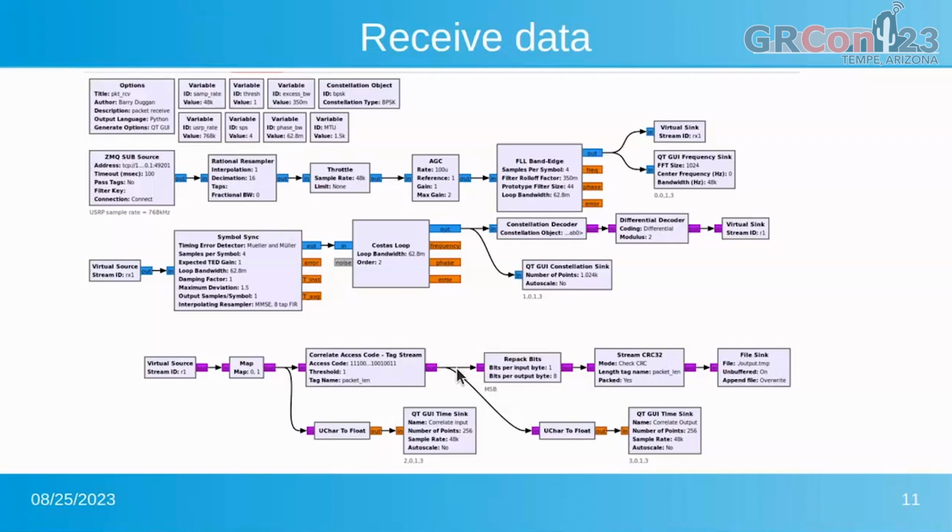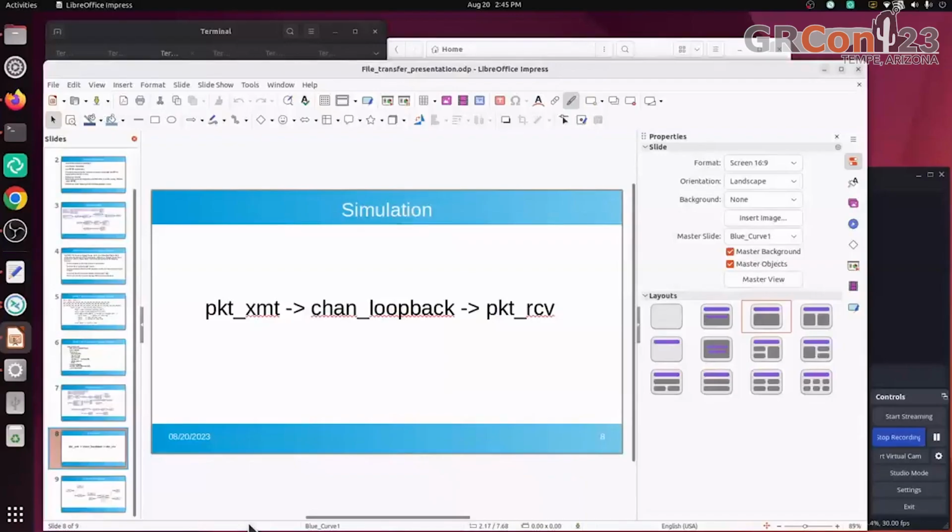And this is bit stream. So we repack those into bytes, which are aligned with the real data. Do a check on the CRC and feed that into a file sink. And then we have 4 GUIs for this. We have a frequency sink, constellation sink, input to the correlate access code, and the output of the correlate access code. And this system always puts the received file into a name output.temp, and I'll show what we do to that later. I'm going to show a simulation of the packet transmit and packet receive.